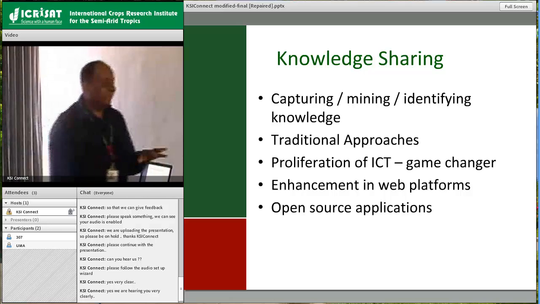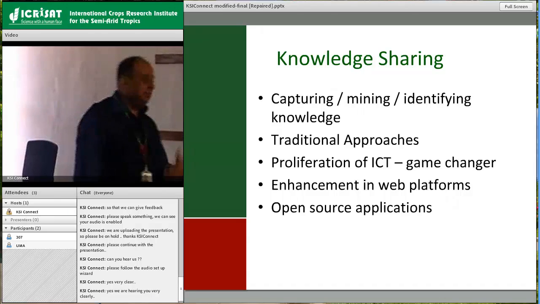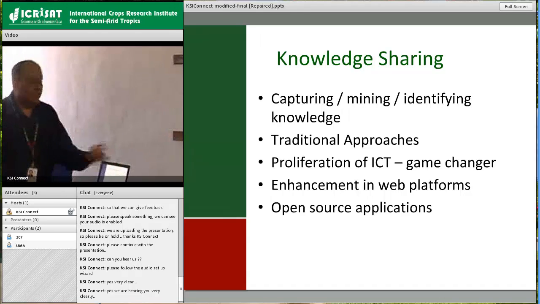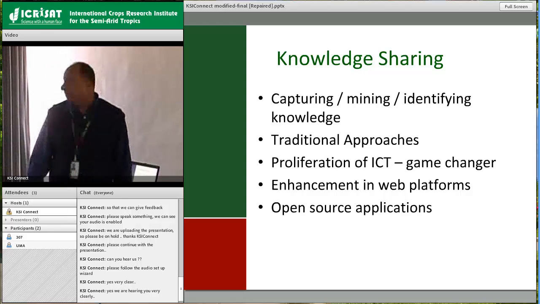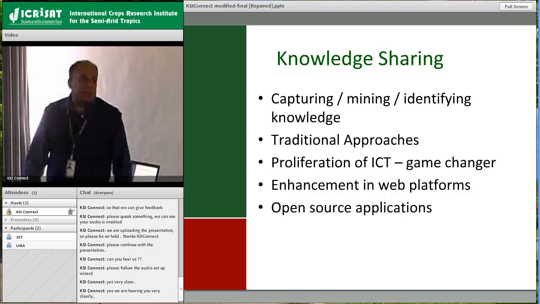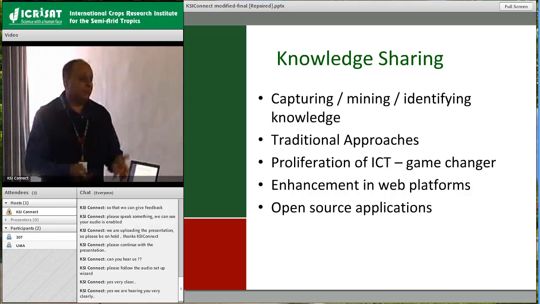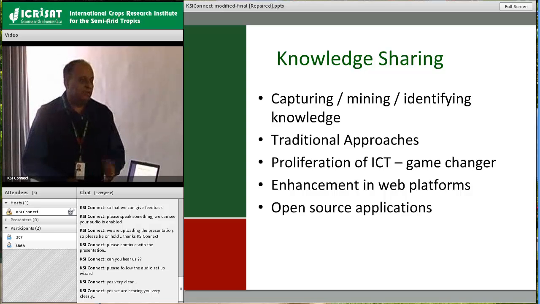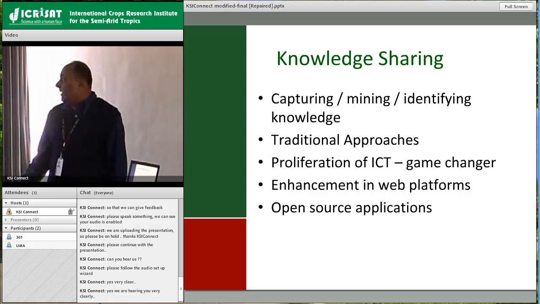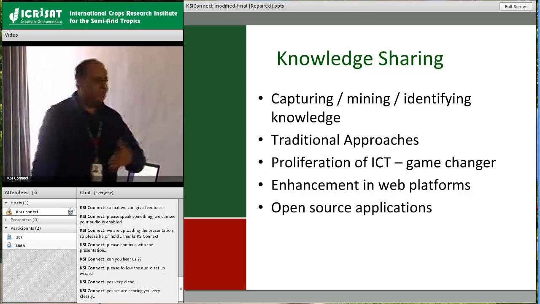Now it is changing. Today what we see is a newer, contemporary approach. The proliferation of ICT is a game changer, and the enhancement of web platforms also makes many other options available. You can share knowledge without any time delay. The moment data is captured, the session is captured, you can make it available online. There will not be any time delay, or even people can see it online. And with open source platforms, more and more solutions are available.